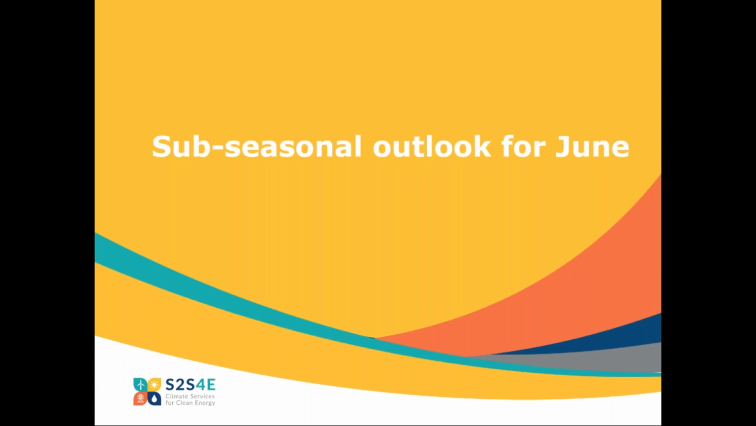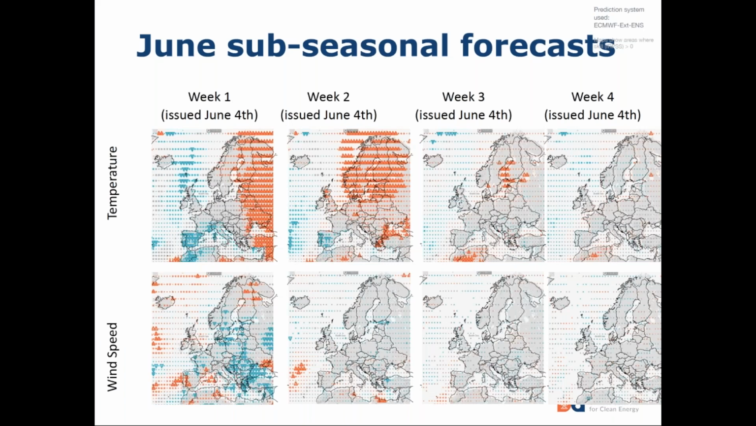So let's have a look at what the DST is showing us as the outlook for this month, for June. The forecasts here that I've taken for the DST are using the ECMWF extended range ensemble, and they were all issued on June the 4th. So I think, yeah, I took these all off DST last Friday. So week 1 is validating this week, week 2 next week, and so on.